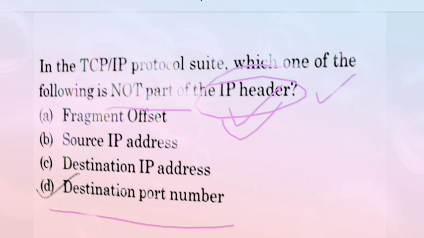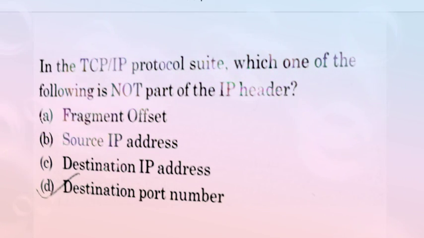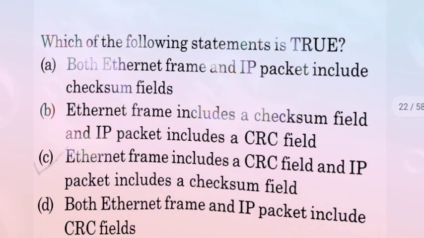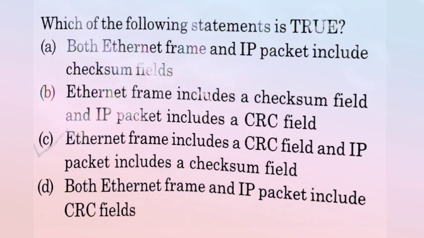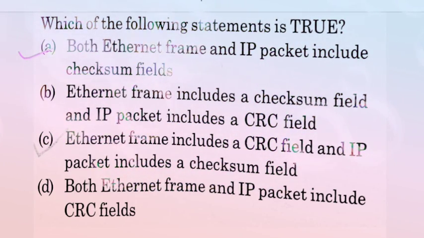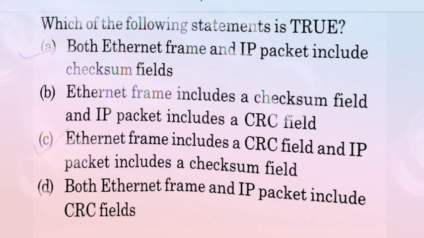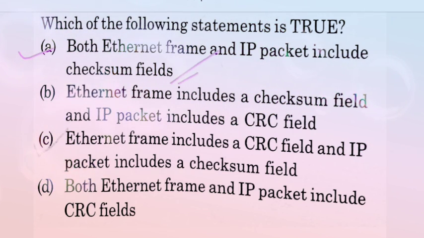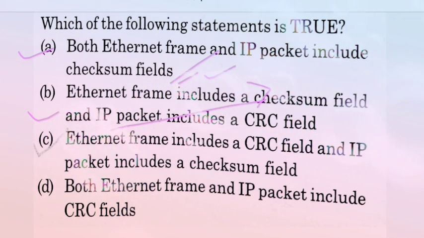Now come to the next question. Which of the following statements is true? Statement A: both Ethernet frame and IP packet include a checksum field. No, it is not possible; both do not include the checksum field. Next statement: Ethernet frame includes a checksum field and IP packet includes a CRC field. It is also false, because the Ethernet frame includes the CRC and IP includes the checksum. So it is also false.